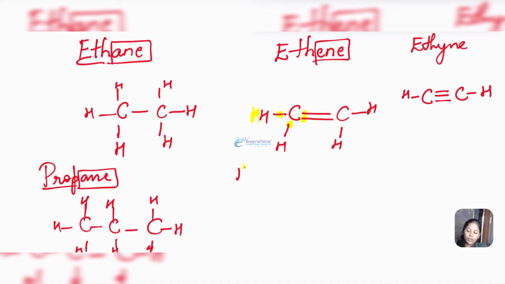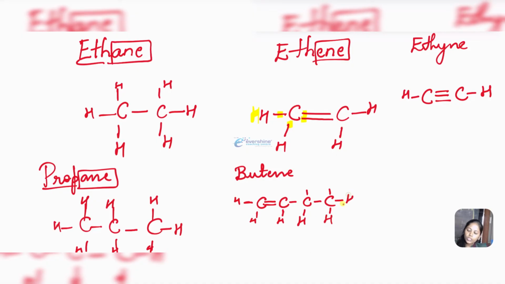Then how to write the structure of butene? But means how many carbon? 1, 2, 3, 4. Ene is there. What bond should you use? Double bond. Anywhere you can put a double bond. Once you put one double bond, the rest you put single, and each carbon should have 4 bonds. Here 1, 2, 3 is there, put 1 more. Here already 2 is there, put only 2 bonds. And you should write H. This is how you need to write the structure of butene.